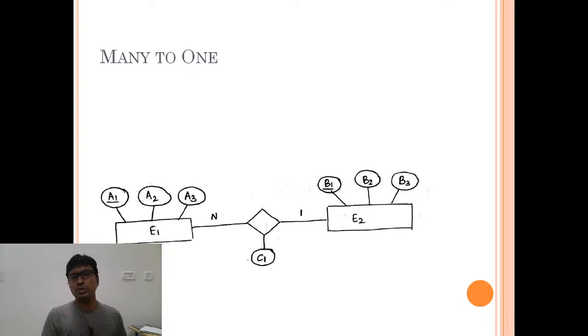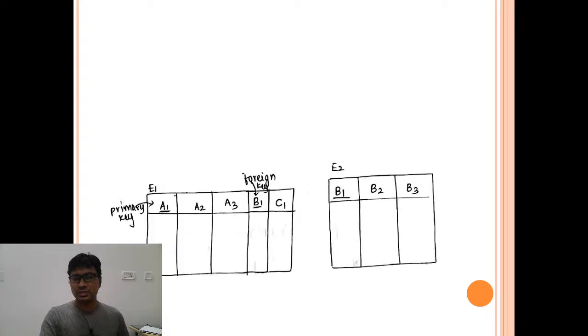If you want to join these two relations, the primary key of the employee E2 you can make as a foreign key in E1. Is it clear? I hope you have understood. Two tables are sufficient. Is it clear? So that is what I have done.